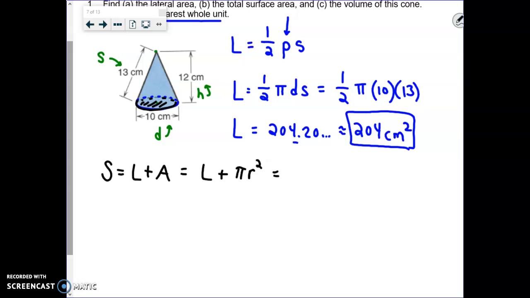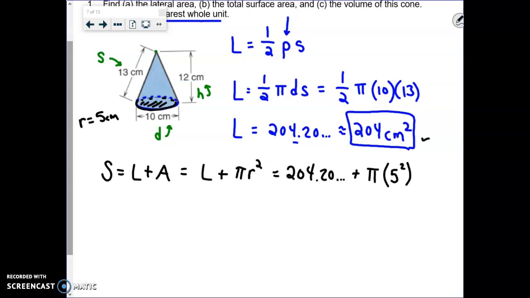So if we do that, we just found the lateral area to be 204.20... And again, you don't want to round during the calculation. That's why I'm not using the rounded answer for lateral area of 204. I'm going out a couple decimal places. Plus pi times the radius squared. Now, if the diameter was 10, the radius would be half that, 5 centimeters. So that's times 5 squared.